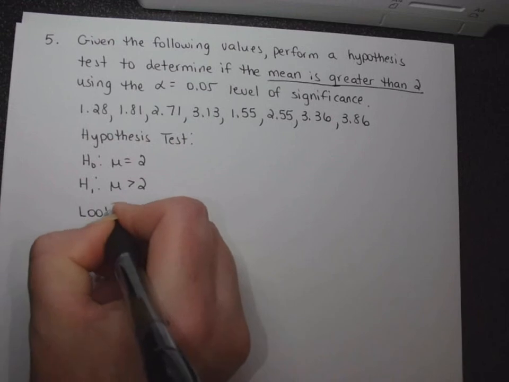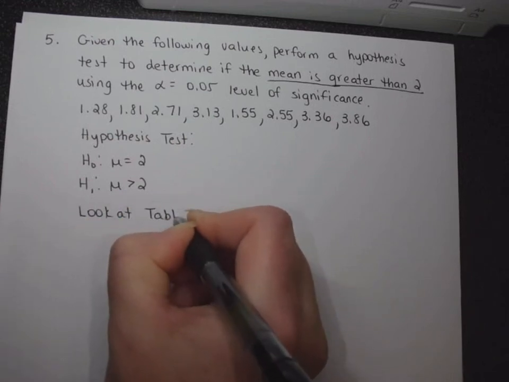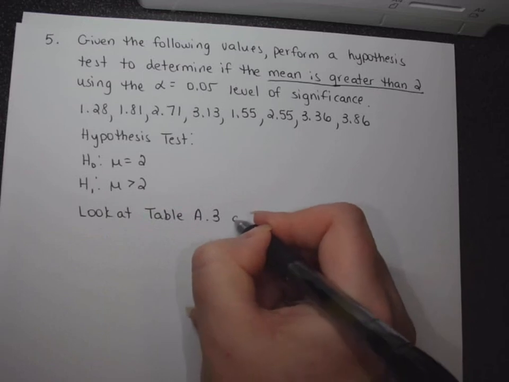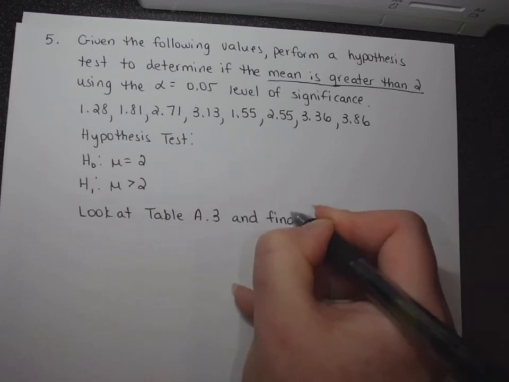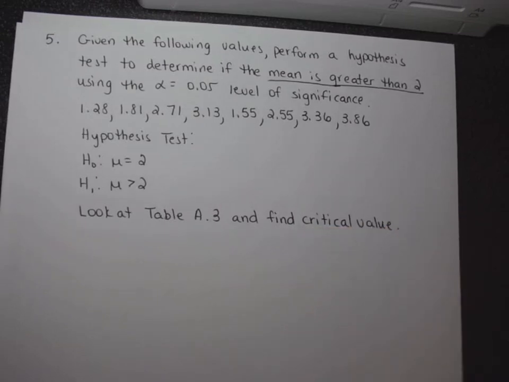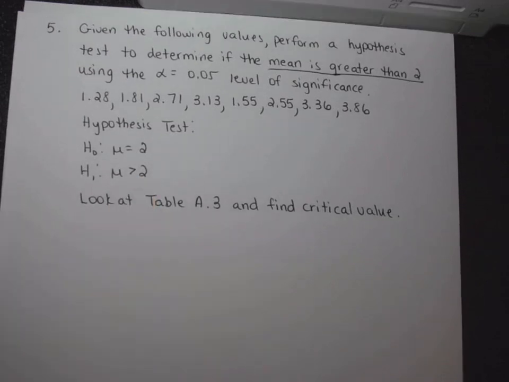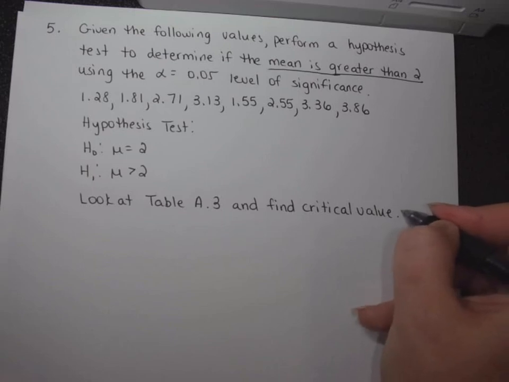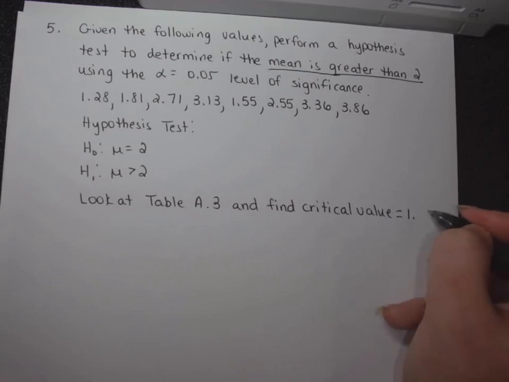Okay, so let's look at table 8.3 and find the critical value. We will look at 7 degrees of freedom. Okay, let me find my chart here. 7 degrees of freedom at the 0.05 level of significance. We'll just have a one-tailed test, so we don't have to make any adjustments. So 7 degrees of freedom at 0.05 is 1.895. So the critical value is, I forgot what I just said, 1.895.